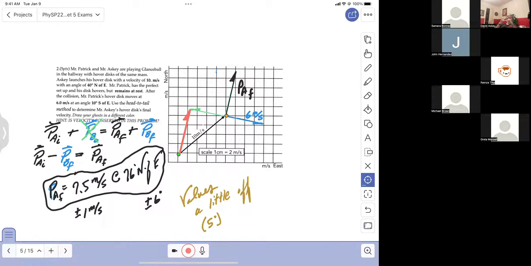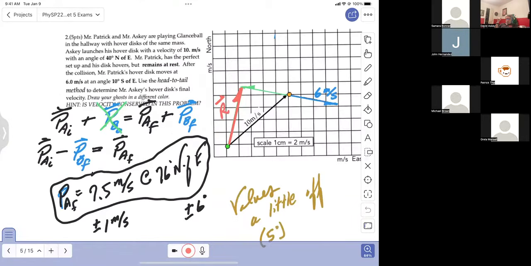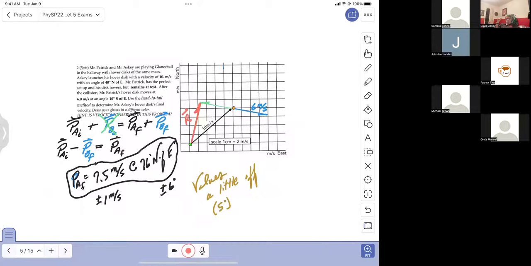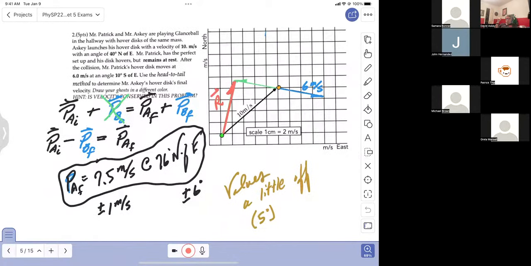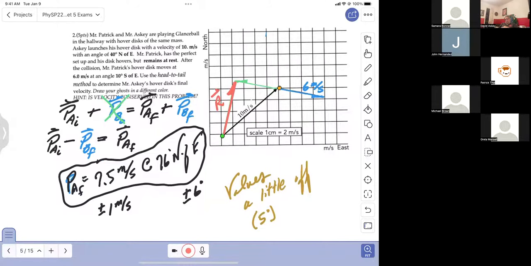Patrick's asking something. Would subtracting the P A I be counted as wrong? No. Aren't I, oh yeah, it would be. Yes. Well, let's see now. You would get the opposite answer, right? Because you're flipping everything. If you said P B final minus P A initial, your error would be backwards. Patrick's saying, what if you reverse the wrong one? Yes, that would be wrong. You had the mechanics, you just got your algebra wrong, right? Your algebra was wrong, that's all.